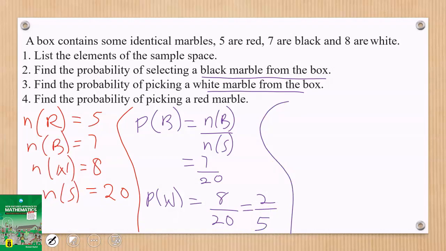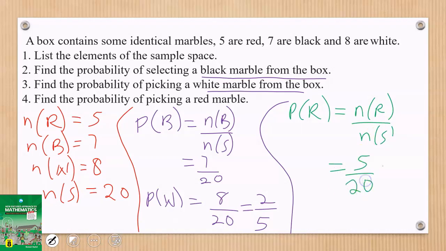Then we go to the last question. Find the probability of picking a red marble. So picking red is equal to the number of red again over the number of sample space. And red we have 5, sample space we have 20. And so the answer becomes 1/4. And so that's how we handle it. And you can see that all these events we've created are independent of each other.